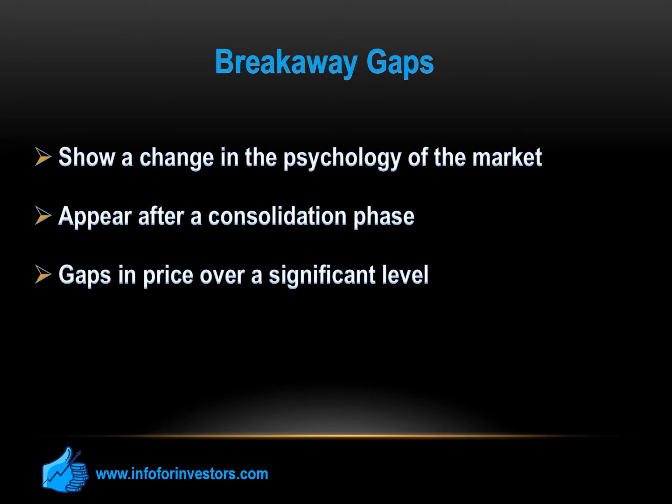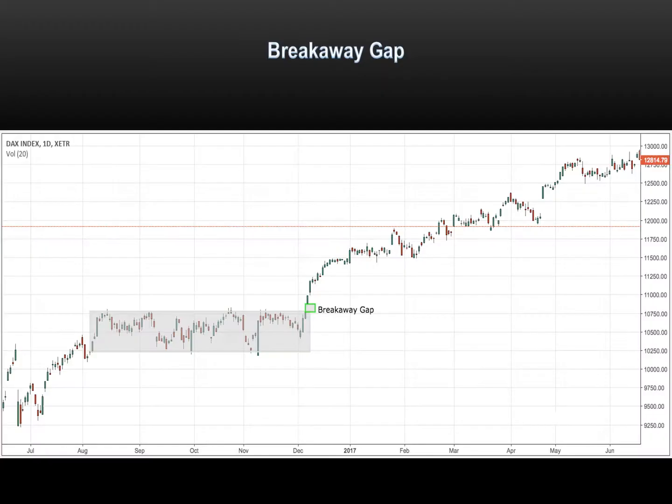In the example above, we can see that after a lateral consolidation, where prices had trouble reaching the lower part of the range for many days, the DAX index exited the range with a bullish breakaway gap. This gap confirmed the upcoming bullish movement.